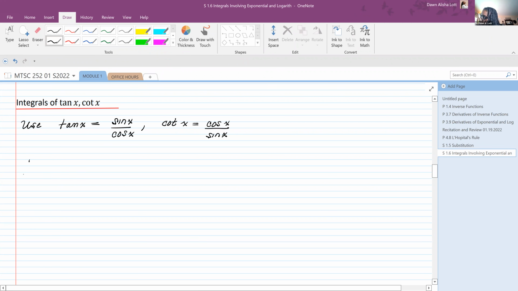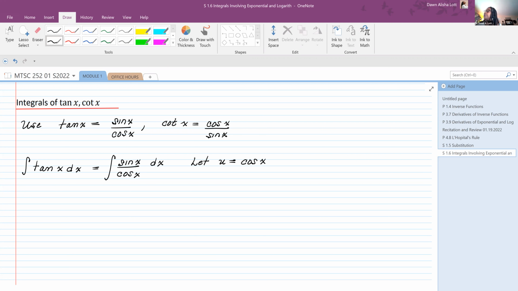So when I do the integral of the tangent of x, I'm going to write it as the integral of the sine of x divided by the cosine of x dx. So for this problem, I'm going to let u be cosine x because the derivative is never in the denominator. If you have to use u substitution, it's best to make u what's in the denominator.